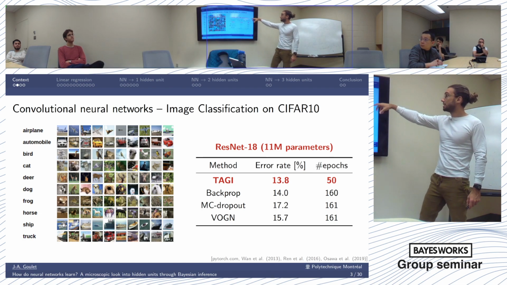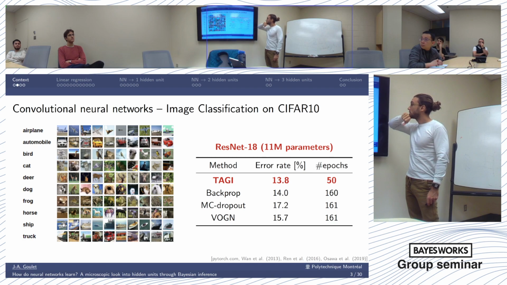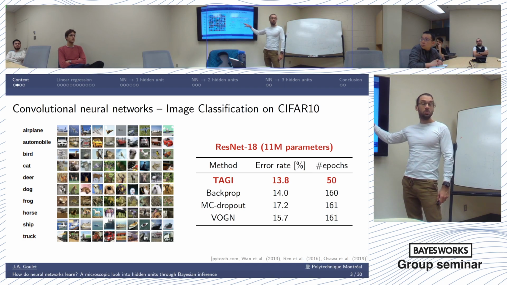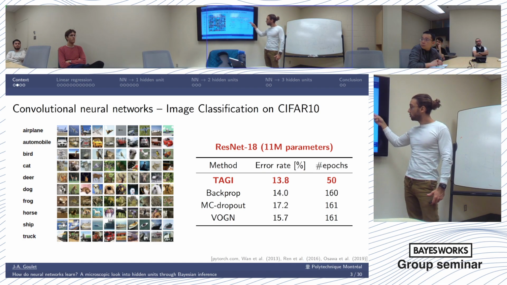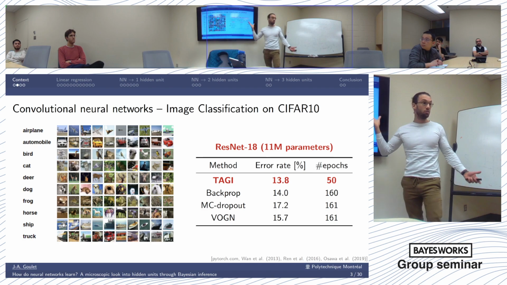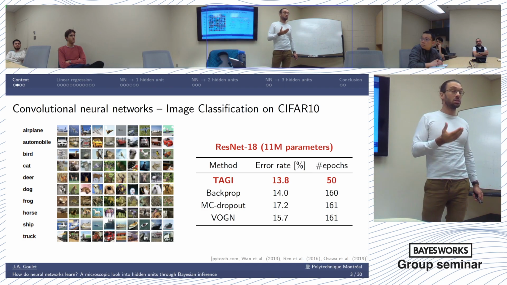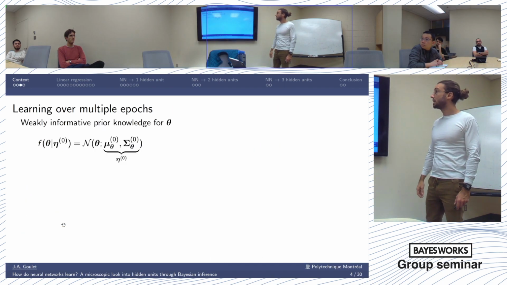So this is ResNet-18 with 11 million parameters applied to CIFAR-10. We see the performance of TAGI compared to backprop. It's roughly the same performance. We can go faster than them, so we can run over 50 epochs rather than 150, but yet 50 epochs is too many, okay?